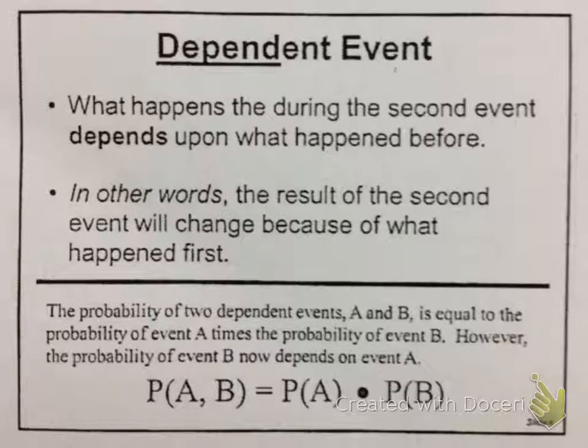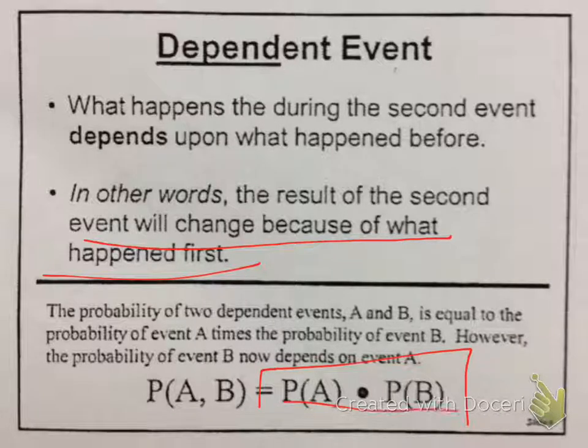The second kind of probability is dependent probability, and that happens when one probability depends on the first probability. In other words, the results of the second event will change because of what happened first. So this would happen when you're pulling out of a bag of marbles and you keep the marble to the side and then pull another marble out of the bag. So when that happens, you find the probability of doing A and then you find the probability of doing B. You still multiply those together. But that probability would change because the number of marbles in the bag would have changed.